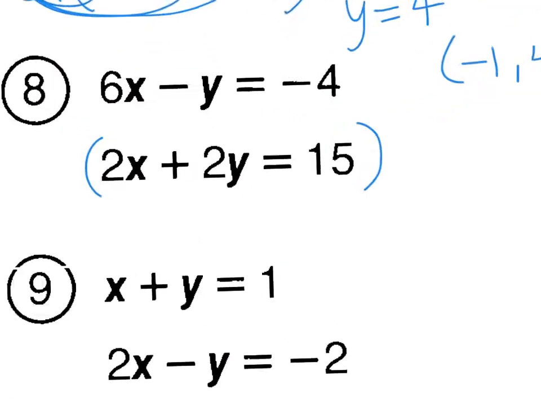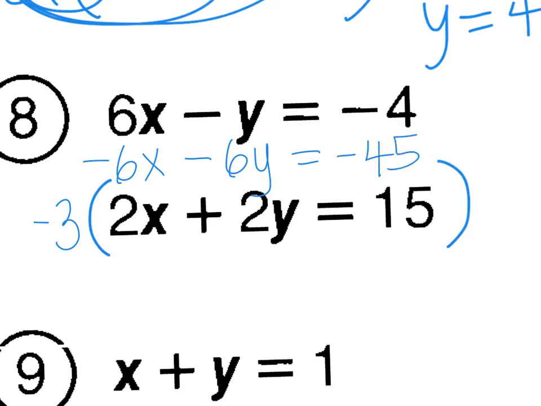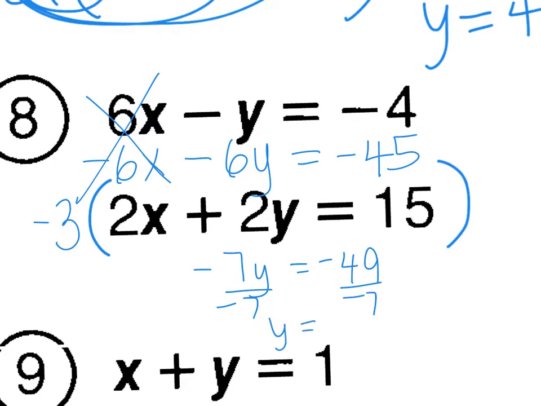Number 8, we're going to multiply the bottom one. We want opposites, so I'm going to multiply by -3. That's going to give me -6x minus 6y equals 3 times 15 is -45. Now, there's other things you could have multiplied by, so just because you didn't choose -3 doesn't mean you're wrong. The 6's cancel. When I add together the y's, I'm going to get -7. And -45, take away 4 more is -49. I divide by -7, and y equals +7.